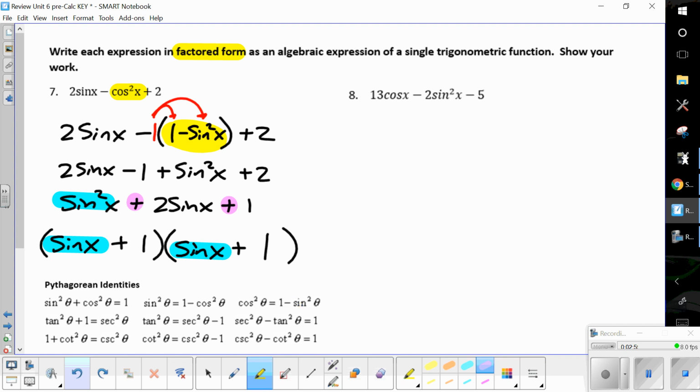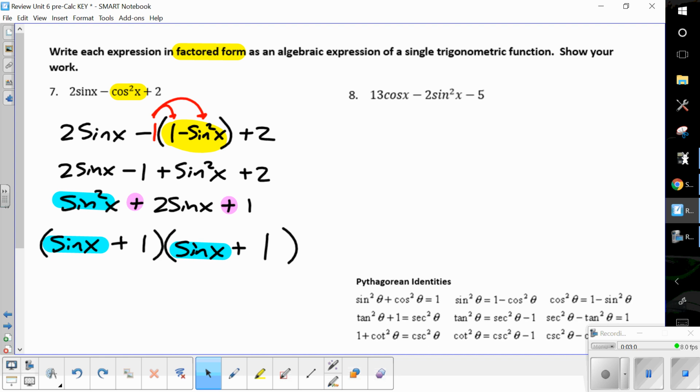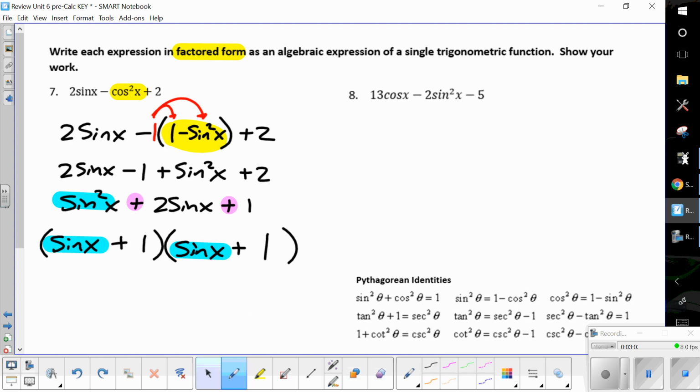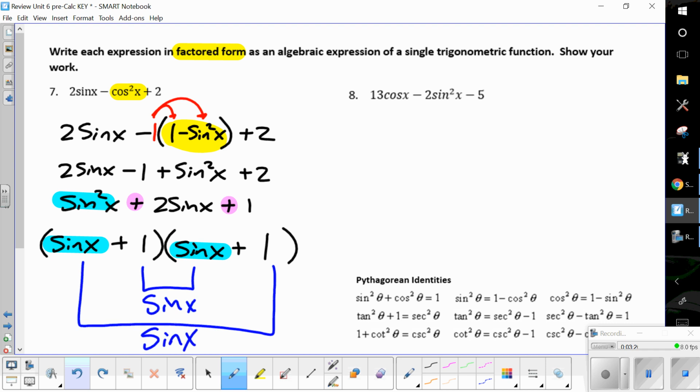Now, I'm going to go ahead and check real quick my outers and inners. Again, I don't waste my time checking here. I know what sine times sine is. It's sine squared. We came up with that. I also don't waste my time checking this. I know what 1 times 1 is. It's positive 1. We came up with that. Okay, I do check my outers and inners. Here's my inners. That makes 1 sine of x. Here's my outers. That makes another sine of x. When I combine them, they do make the middle term. So it does factor correctly.